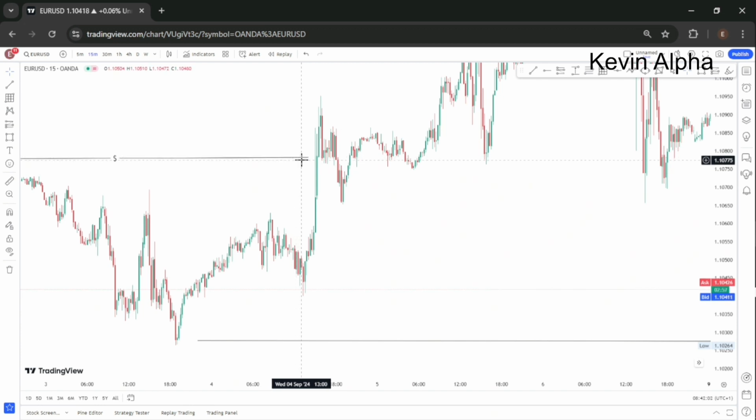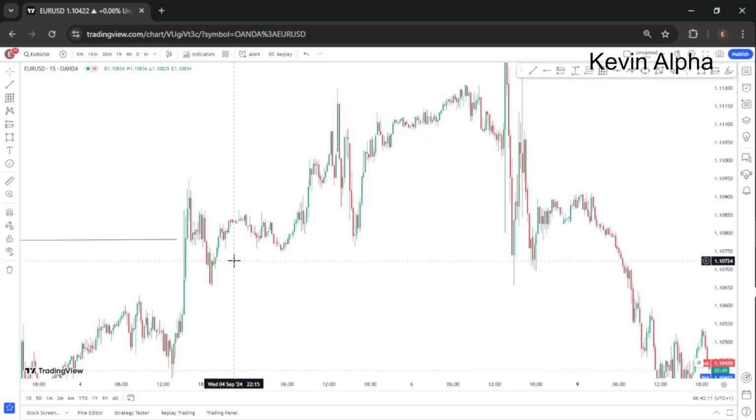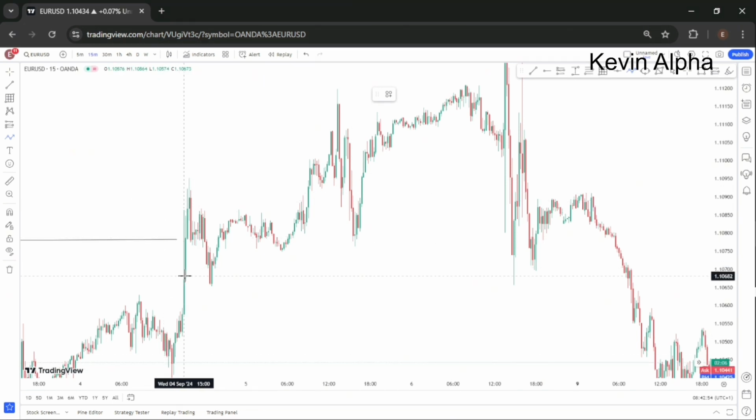See what I'm always saying? And the moment inducement is taken, the first thing it does is seek the POI out. It seeks out the POI, right? So now, change of character happened on a 15 minutes time frame. We need to map our new structures. Let me use the path tool. It's gonna make it so much easier for you, ladies and gentlemen.